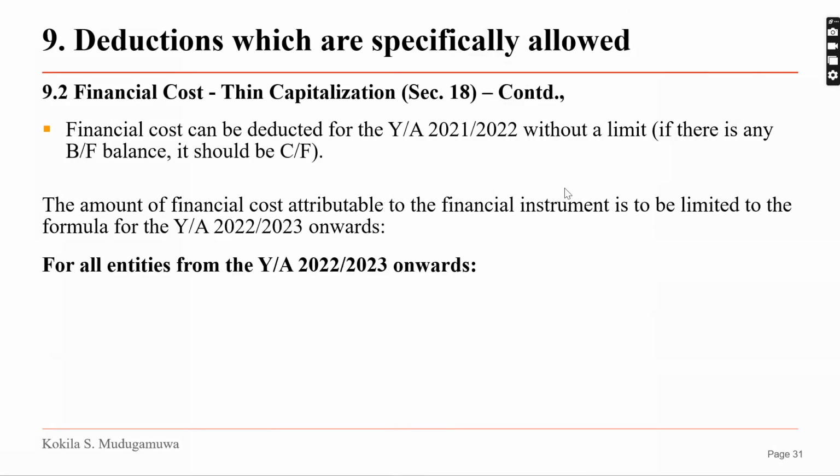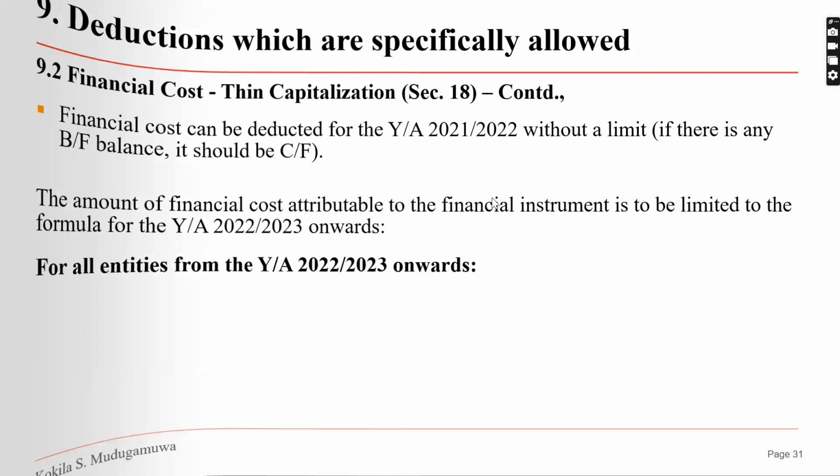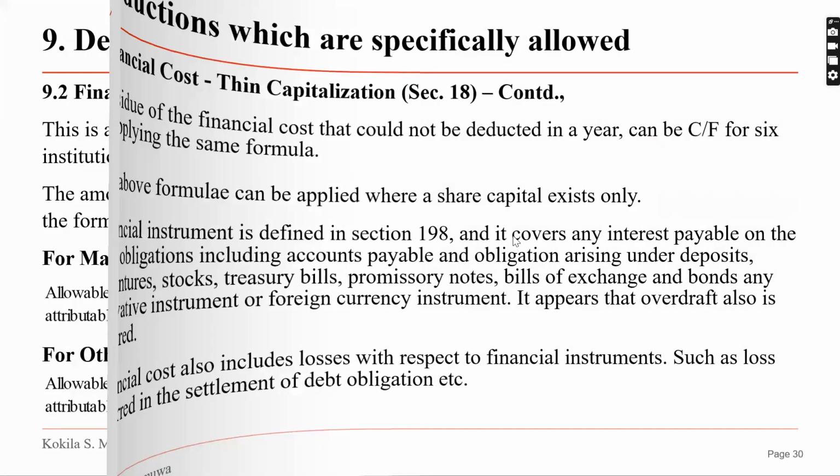For the year 2021-22, you claim the entire finance cost without any restriction or limitation. This rule was not applied because of the COVID pandemic. As a concession during the COVID pandemic, they allowed companies to claim the entire finance cost without any thin cap adjustments.